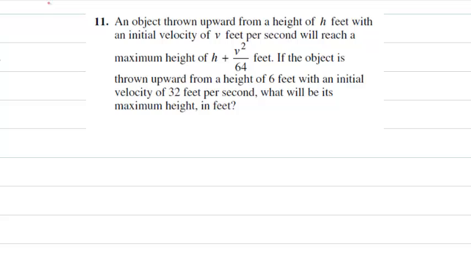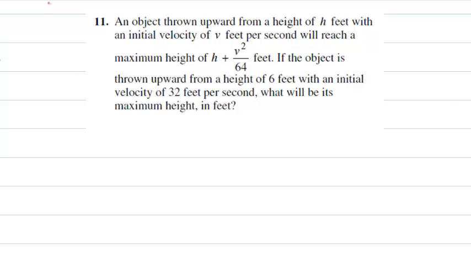Here's a problem from a College Board 2004 practice test. An object thrown upward from a height of h feet with an initial velocity of v feet per second will reach a maximum height of h plus v squared over 64 feet. If the object is thrown upward from a height of 6 feet with an initial velocity of 32 feet per second, what will be its maximum height in feet?